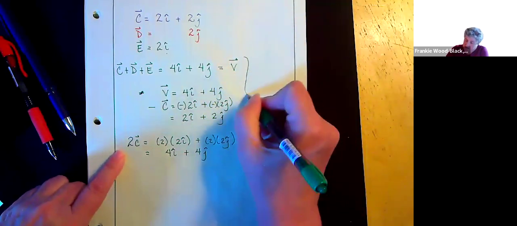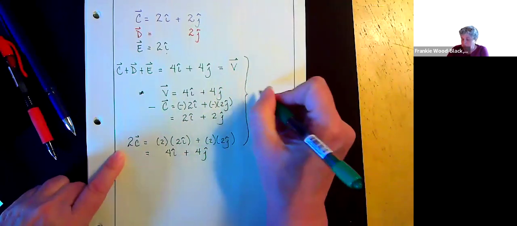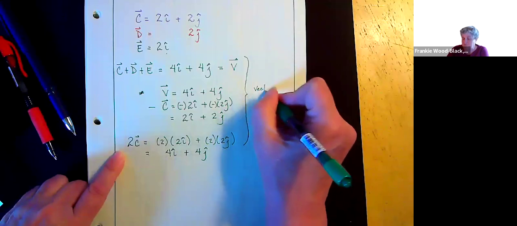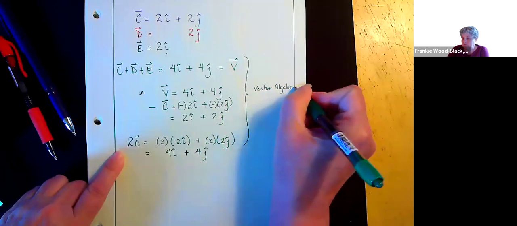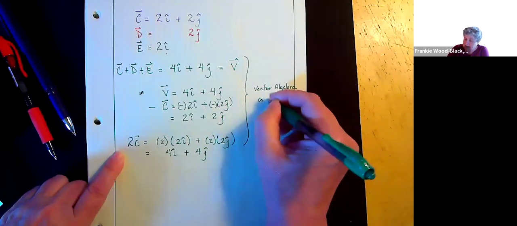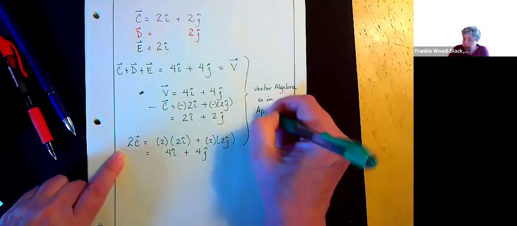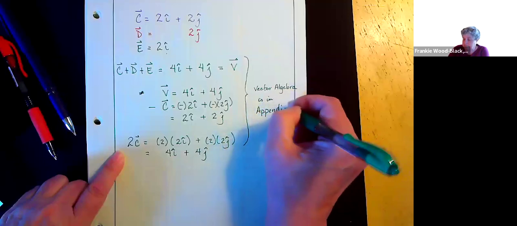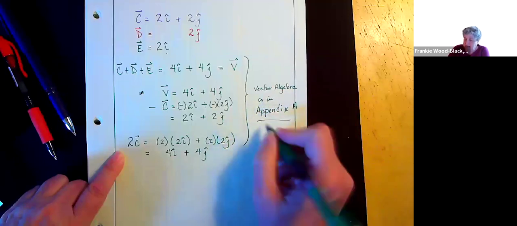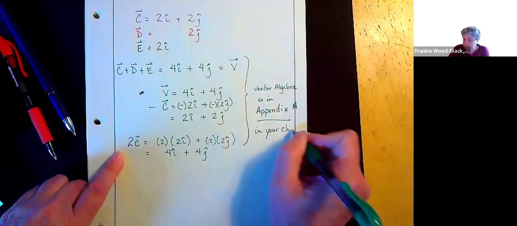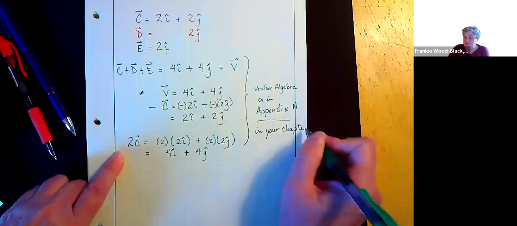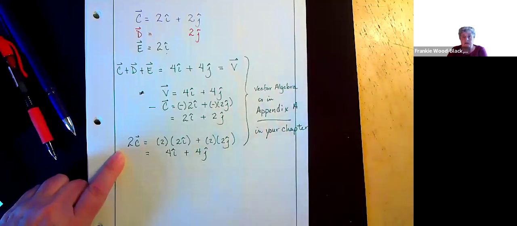A lot of this algebra, or this vector algebra, is in Appendix A, and it's in your chapter. It's starting at chapter 3. So this is starting into chapter 3, that 2-dimensional motion.